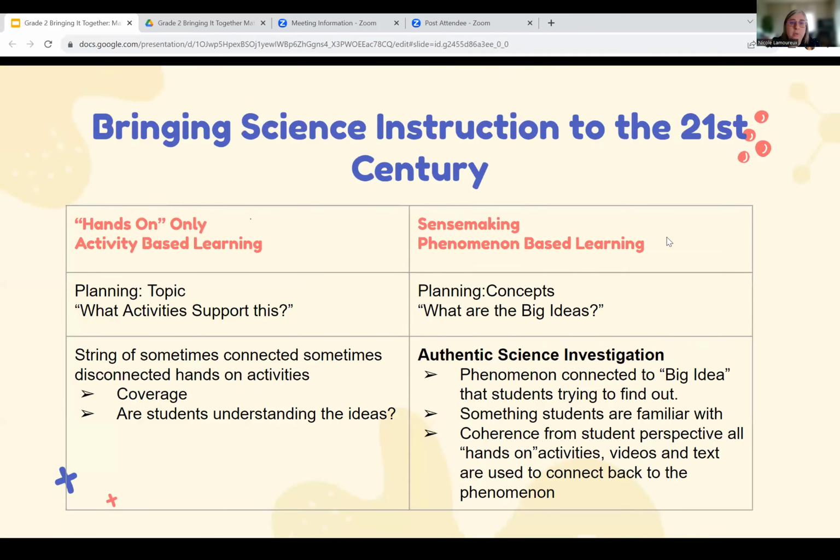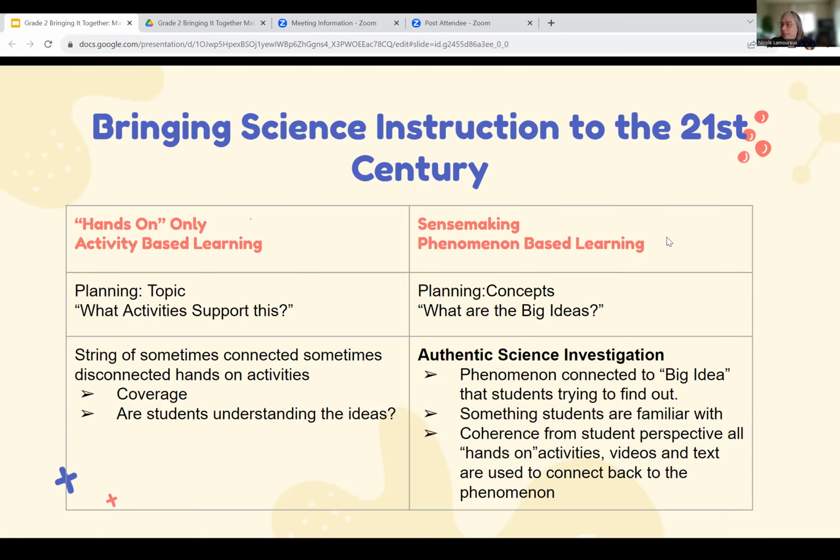All right. So if we're thinking about bringing our science instruction to the 21st century, we're going to be shifting a few of our thoughts today. In our old curriculum and the resources that were developed at that time, a lot of them were activity-based. So what you typically received was a booklet that had a student learner expectation with a series of hands-on investigations that were disconnected from the perspective of the student and their development of understanding. So when we planned, we thought about our topic like solids and liquids, and okay, what activities am I going to do to support this? And it was about coverage.